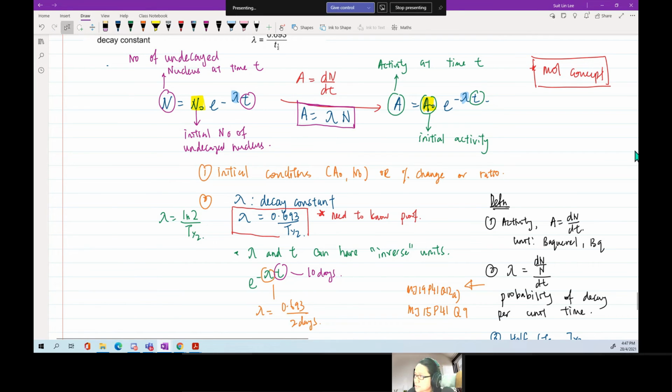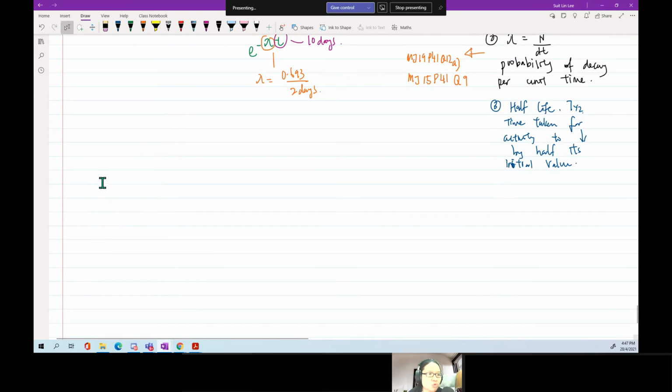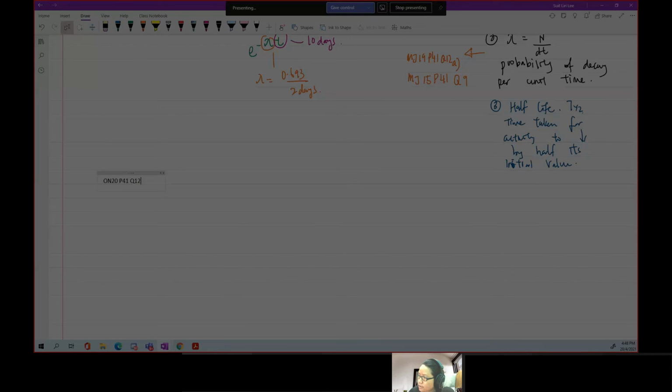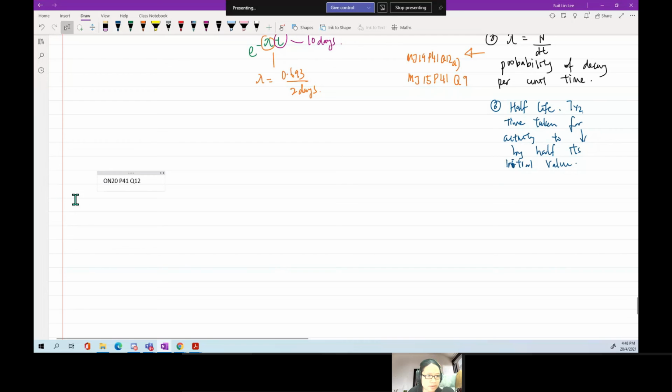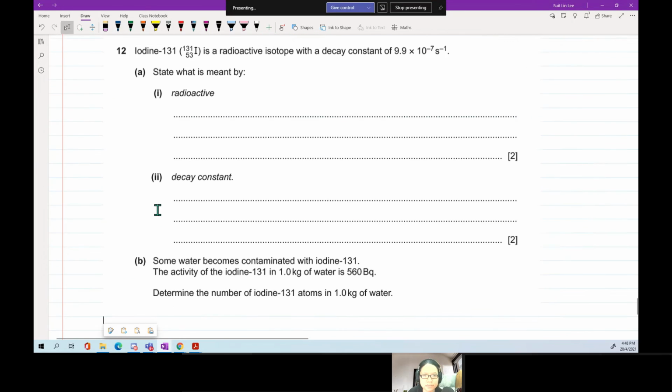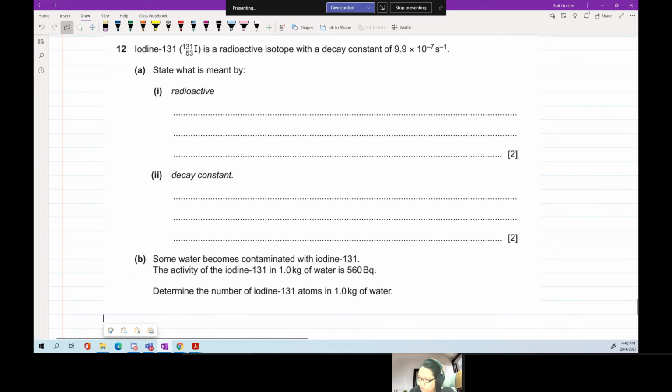Okay, let's try some questions. I'm going to also do the ON1, ON20 paper 41, question 12. We have iodine 131. This is the calculation one. It doesn't have a graph. Later we'll do one with a graph.